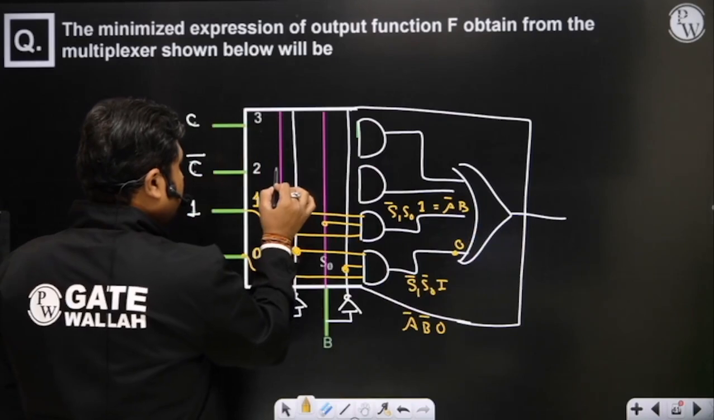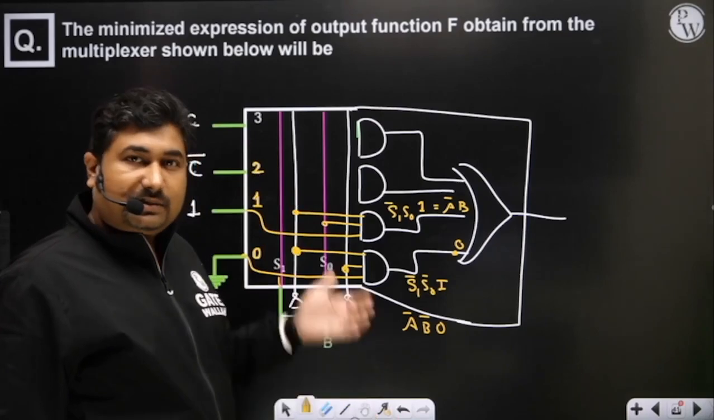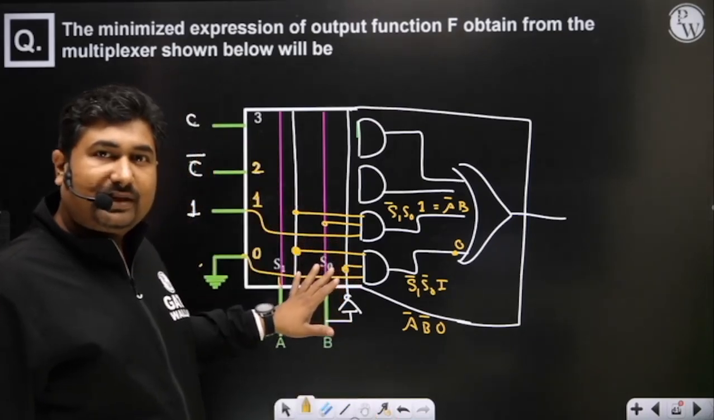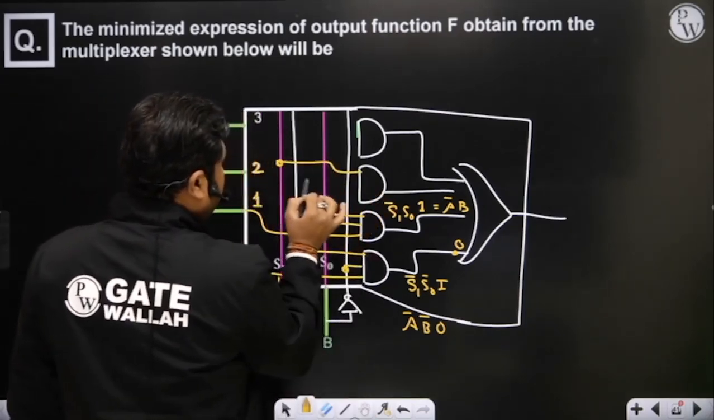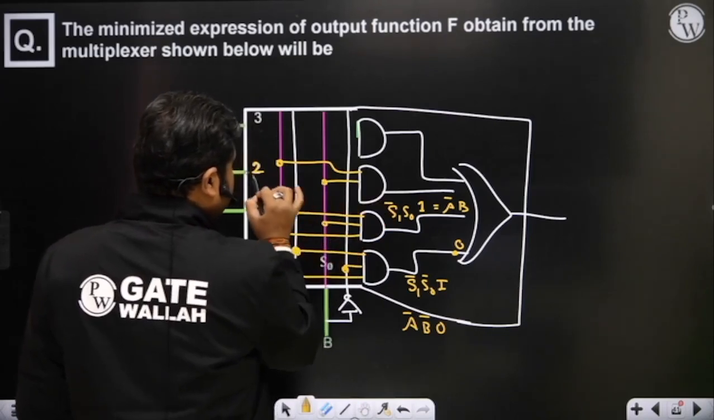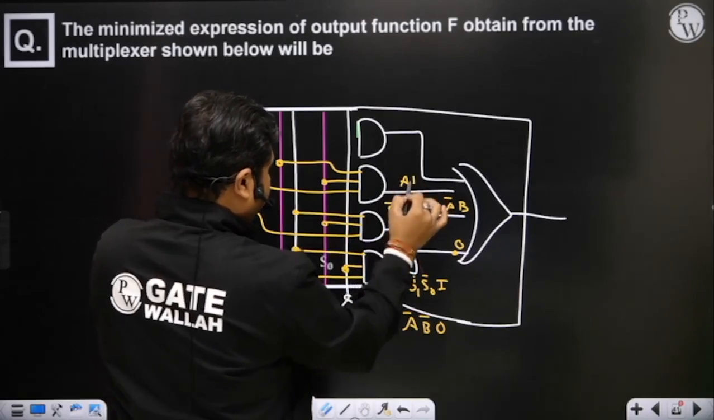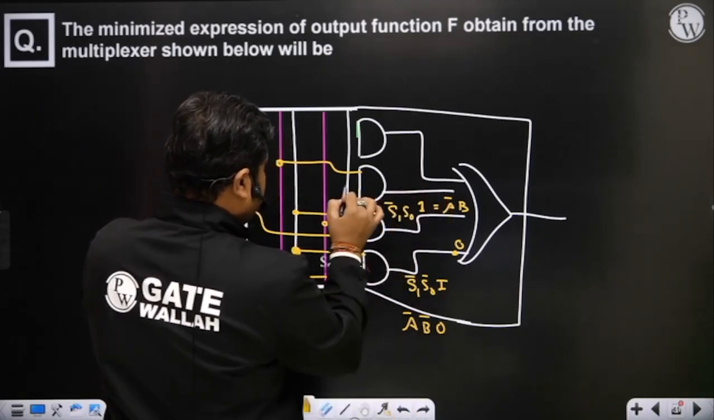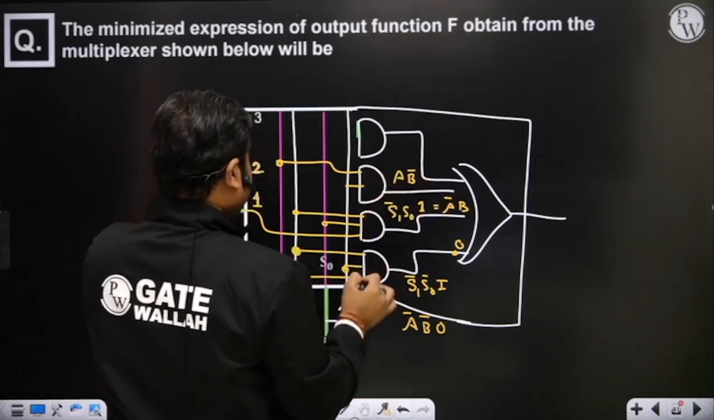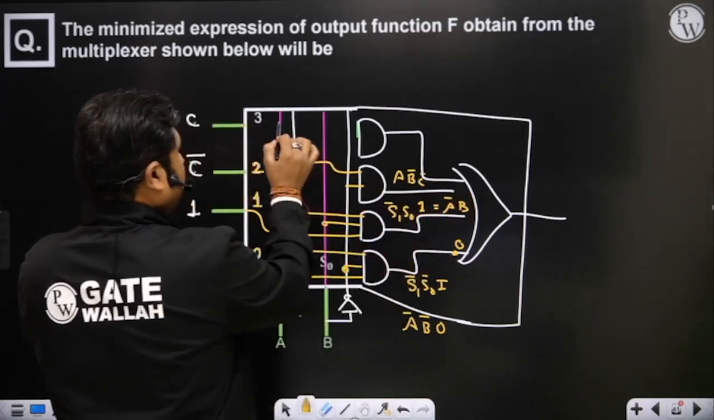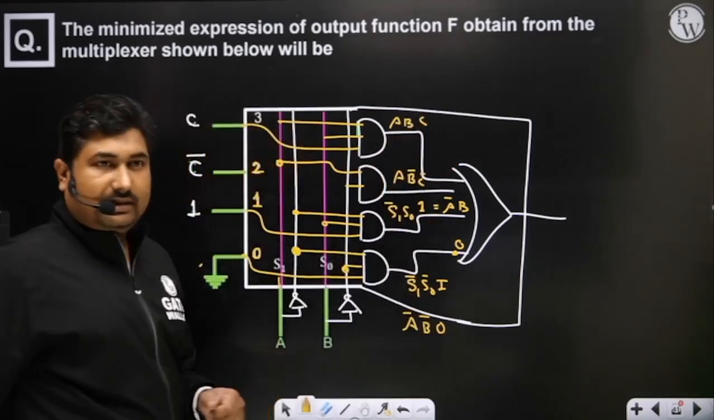Now in the same fashion, when I have mentioned this 2, it means it is not a conventional one. So now I have to think in this way. 2 means S1, S0 complement, and this is 2. So we are getting A, we are getting B complement, C bar. Here we are getting A, B, and C. A, B, C. Is it okay?